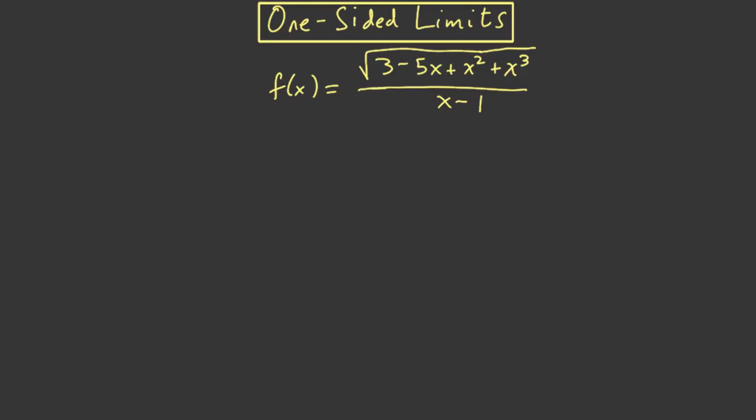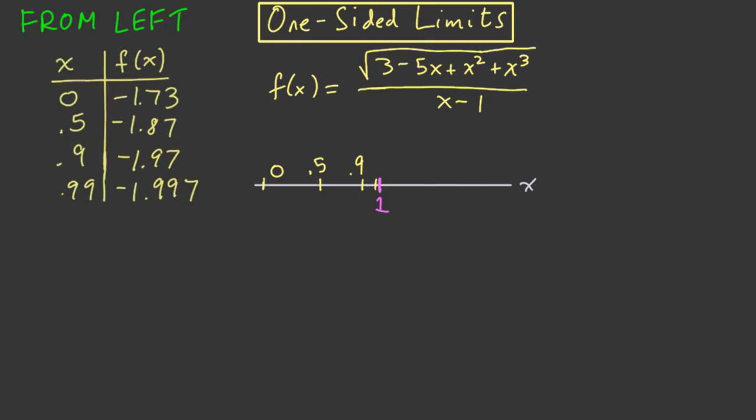Welcome back. We've been thinking about this function, and in the last video we took some values of x that were approaching 1 from the left, and we made this table. And we saw that as x approached 1 from the left, f of x approached minus 2. So remember, these arrows mean approaching, and this minus sign up here signifies that we're coming at 1 from the left, or from the negative direction.